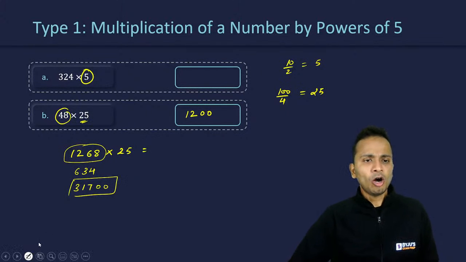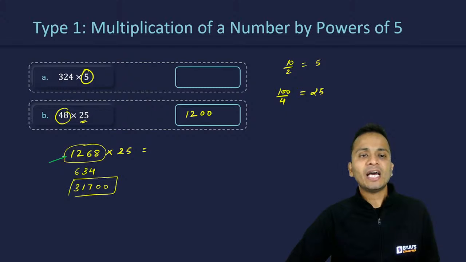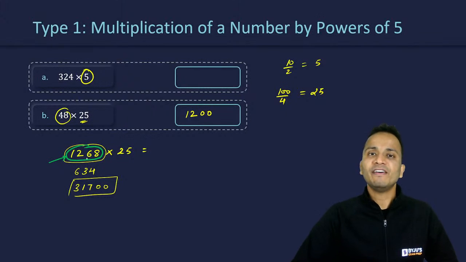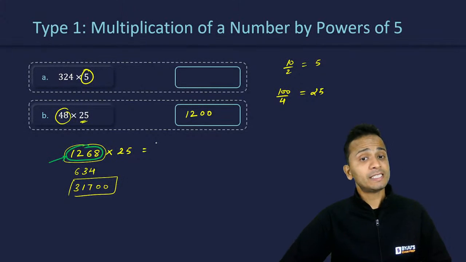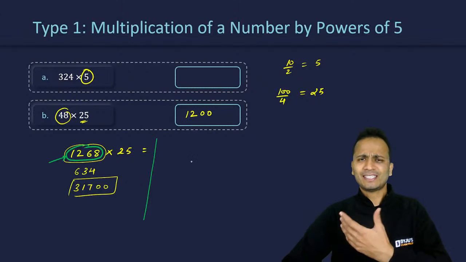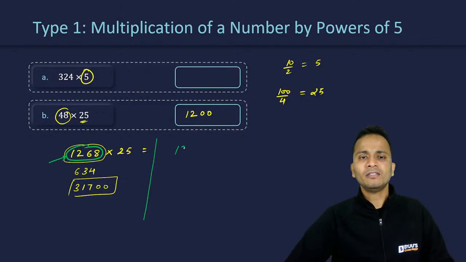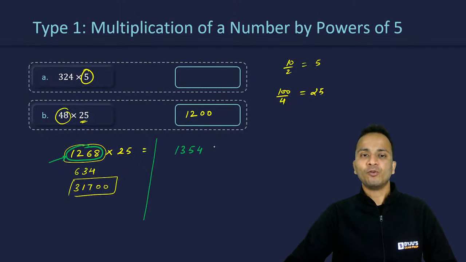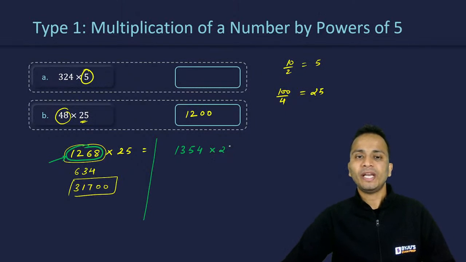Now, observe one thing: right now I have taken a number which was completely divisible by 4. Now let's say this number is not completely divisible by 4. Let's take an example. Let's say 1354. I want to multiply it by 25.